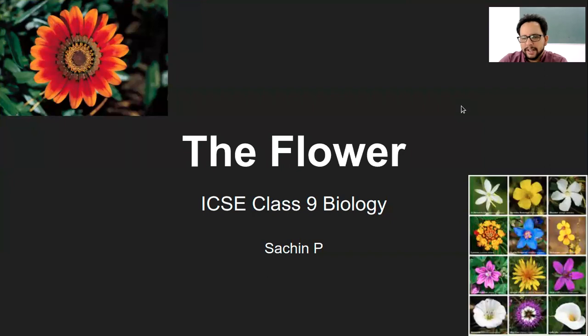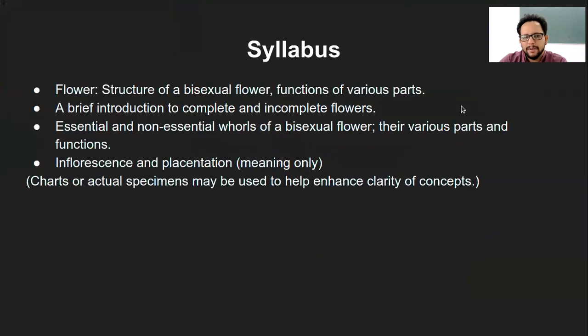Then the content that is listed here in the syllabus. What you are going to look at is the different structures of a bisexual flower. Now, what is a bisexual flower, that we will also revise, and the functions of various parts. So there are 4 parts and so on. What are they specifically called together, and in separation? What are their functions? All of it.